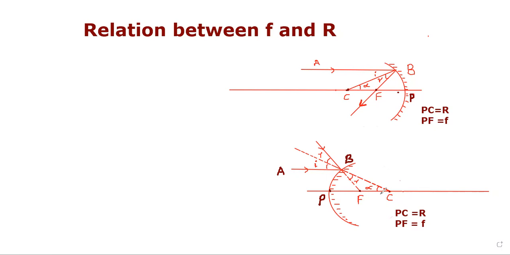Here, PC equal to the radius of curvature, which is R. According to sign convention, it will be positive. And PF, which is F, according to sign convention, it will also be positive.